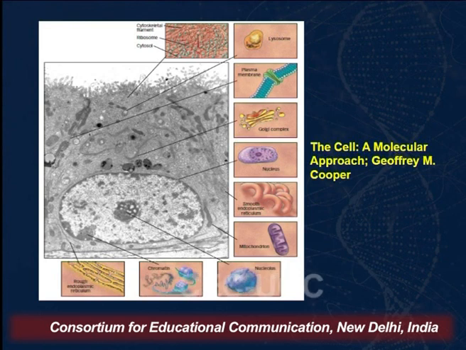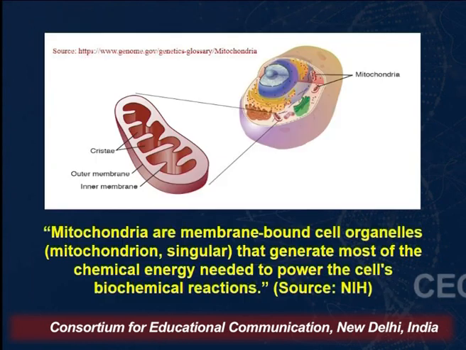Now, if we see this particular electron micrograph of a single cell, various organelles are shown. There is the Golgi complex, the endoplasmic reticulum, the plasma membrane, the lysosomes, and the mitochondria. All these cell organelles function in a coordinated and synchronized way, in harmony, so that the cell survives and carries out its reactions easily.